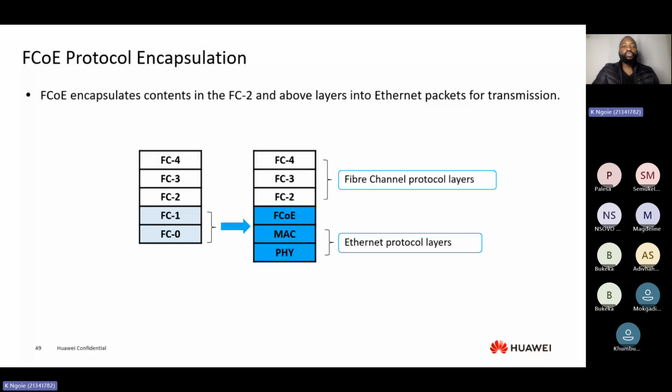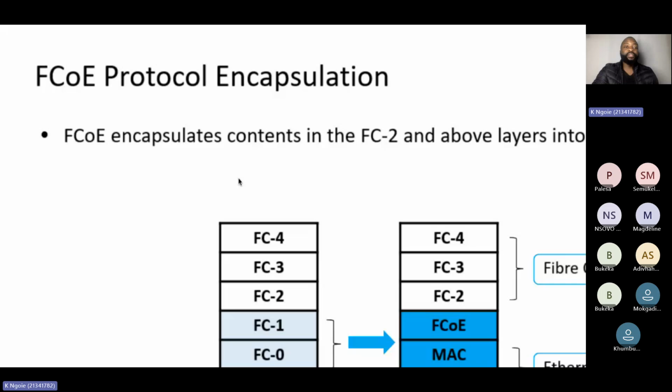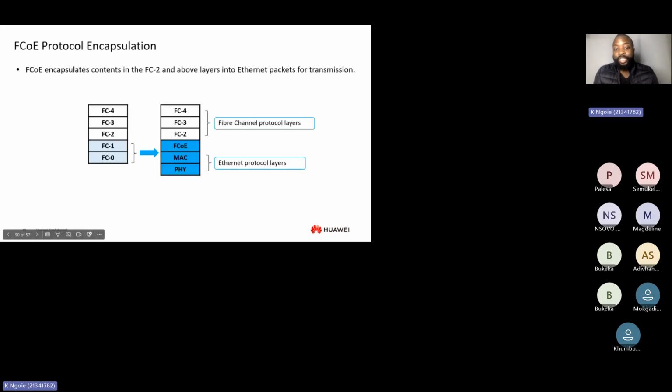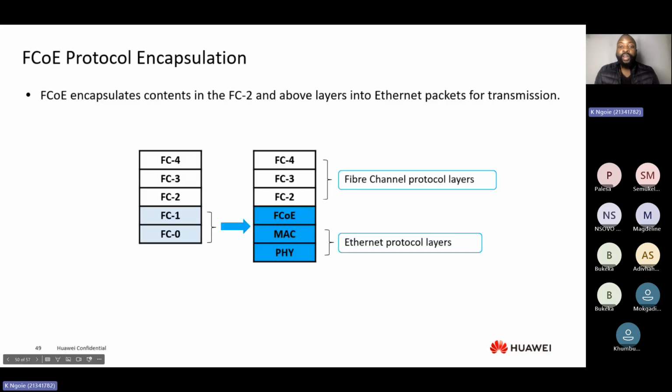So the FC2 will basically be what we call the framing and flow layer, right? So this is basically the flow layer. Why do we call it the flow layer? Because it's the flow mechanism. It controls the mechanism on how the data will be transferred between devices.